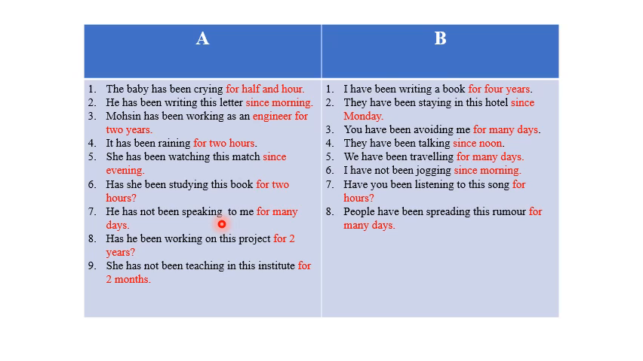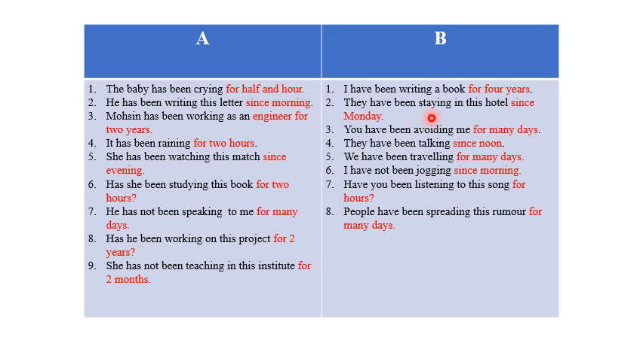He has been working on this project for 2 years. 2 years is also a period of time. You do not know when 2 years started. So for. She has not been teaching in this institute for 2 months. Again, 2 months is a period of time. I have been writing a book for 4 years. 4 years is again a period of time.